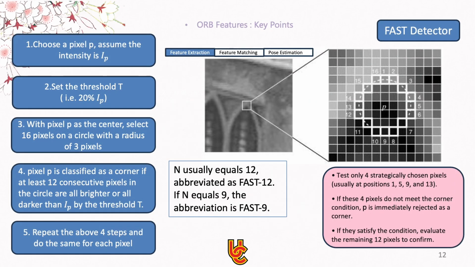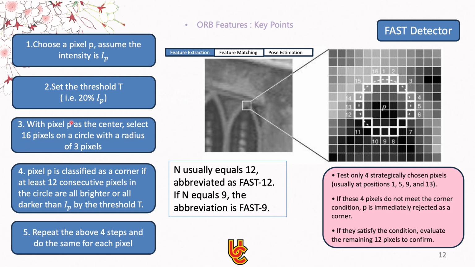So here, let's look into all the features in detail. Let's see how ORB achieves rotation robustness and scale robustness. First, what I want to mention is the FAST detector. What's a FAST detector? There are several steps that can easily describe it. I'm sure you can understand that. First, choose a pixel P. Assume the intensity is IP. And then we set a threshold. Normally the threshold is 20% of IP, the intensity of the selected pixel.